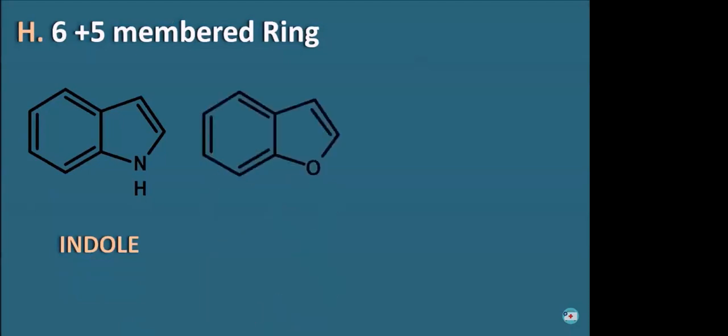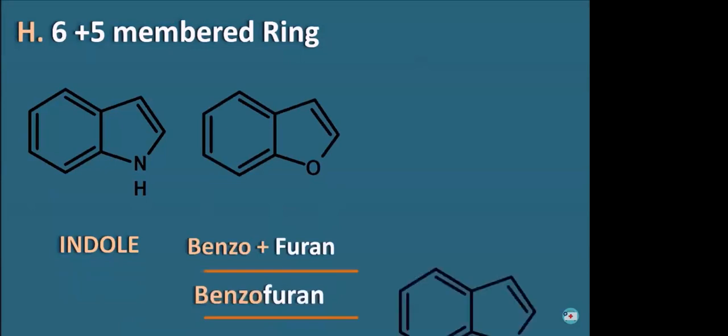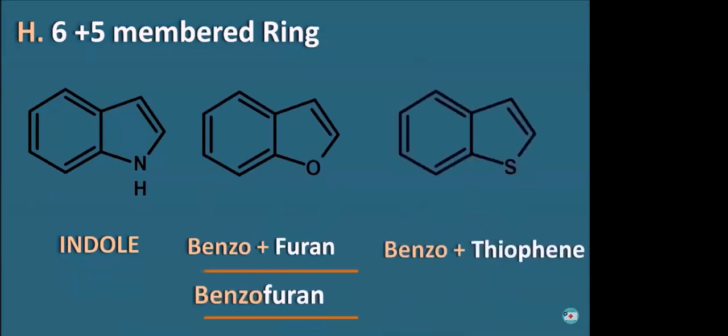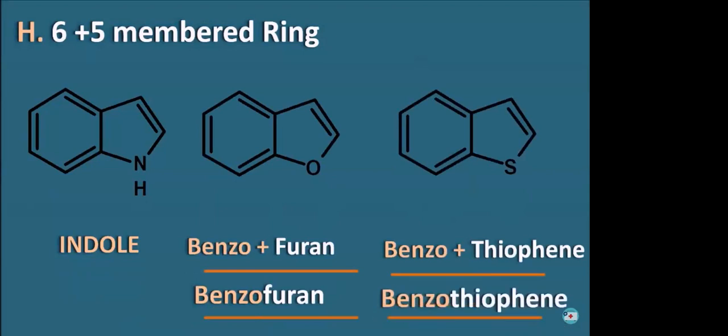Similarly, another one is the benzene with the furan. When the benzene is fused, it can be written as benzo plus furan. So it is a benzofuran. Similarly, this structure, benzo plus thiophene, is the benzothiophene. These names can be directly derived by using the term benzo when the benzene is fused with the heterocyclic ring systems.